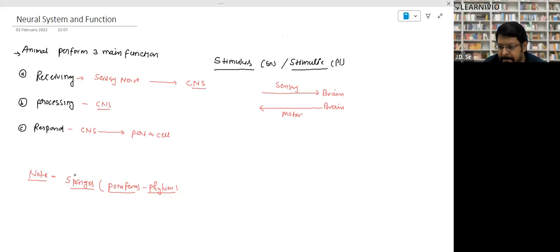Okay, so let's start with the neural system and its function. What are the functions of the neural system? Animals perform 3 main functions with the neural system: receiving, processing and responding. What is receiving? Receiving is the stimulus. Now you will tell me what is the stimulus. Who will tell me what is the stimulus or stimuli?